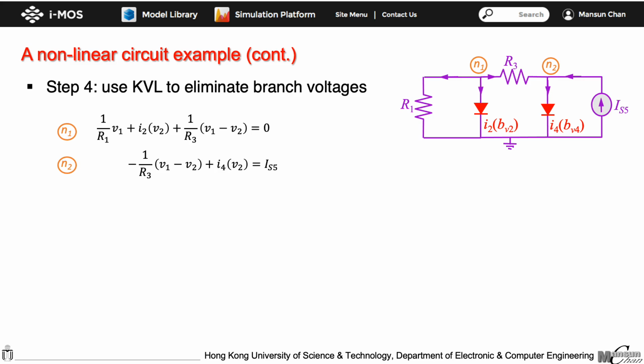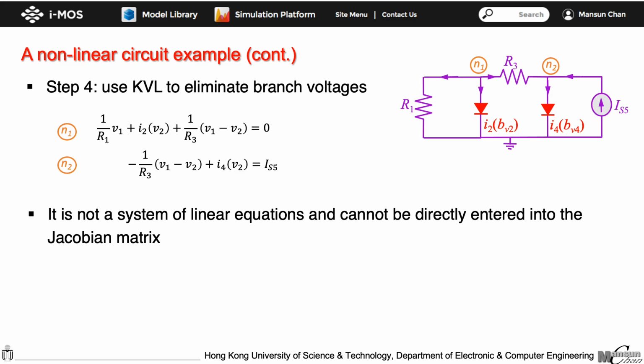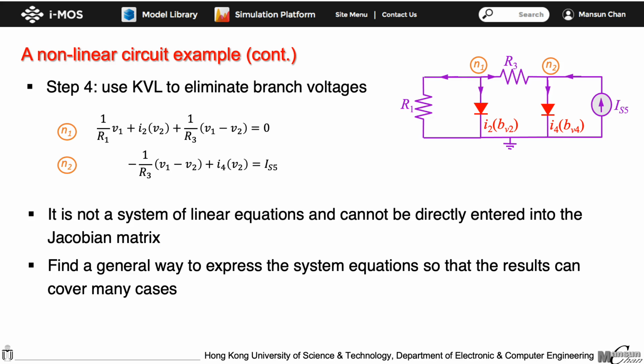After that, we follow step 4 in the modified nodal analysis to use KVL to replace the branch voltages with the node voltages. But this system of equations has nonlinear components that cannot be expressed as a constant times a voltage. Therefore, they cannot be directly entered into the Jacobian matrix as what we did before. We have to find a more general way to solve this set of equations.